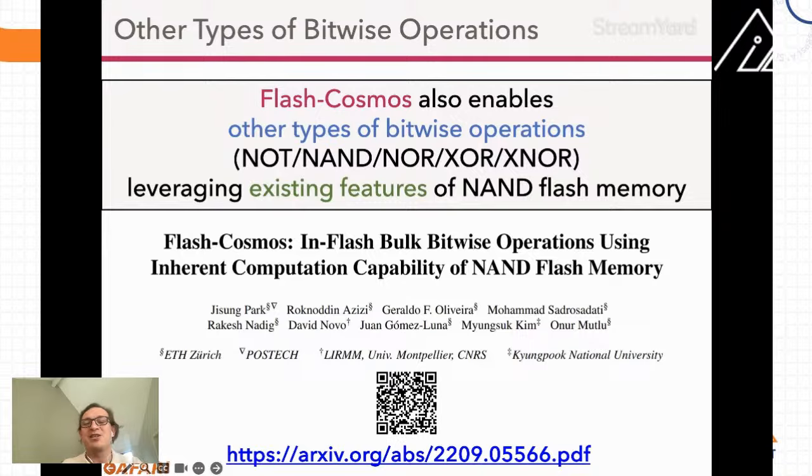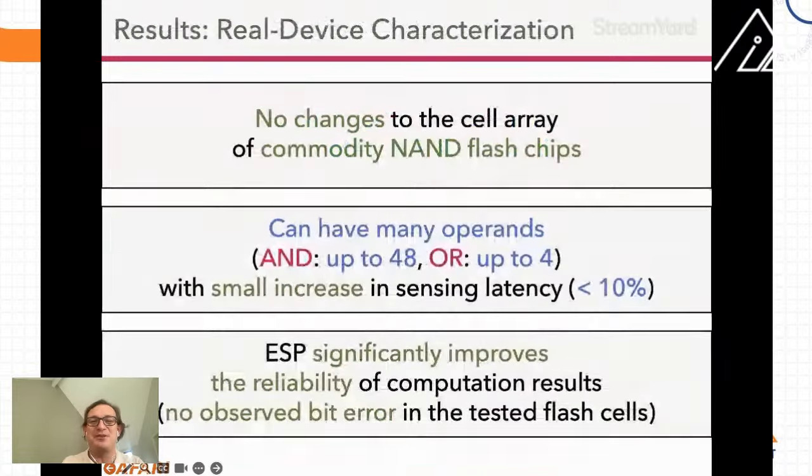You can find this information. If your people are interested in developing this, we'd be happy to help. And we characterize real-world devices. And we see that you can have many operands in AND and OR with very small increase in latency. And we can actually make this reliable. We observe no bit error rates in the tested flash cells.